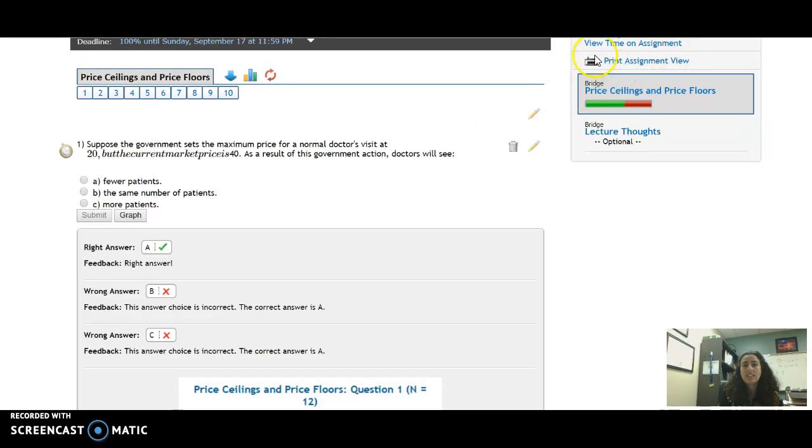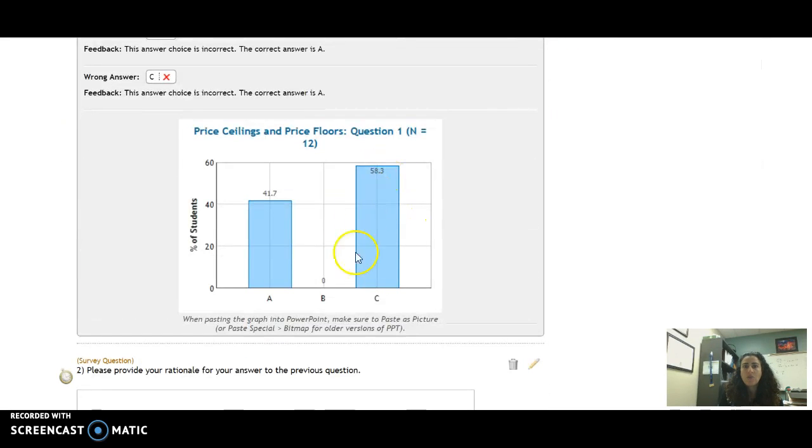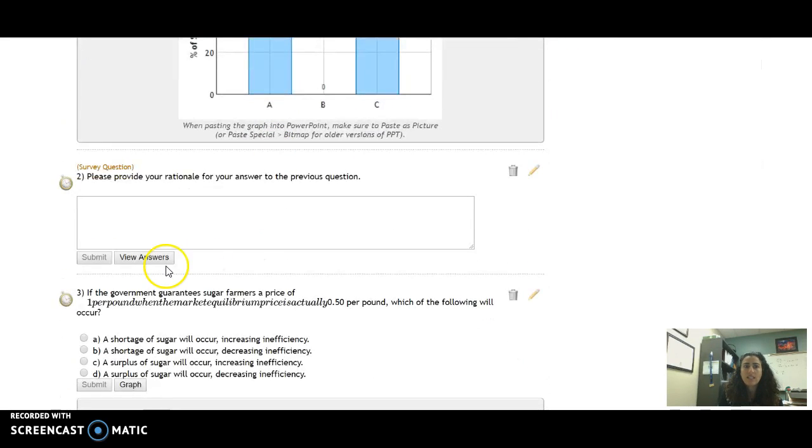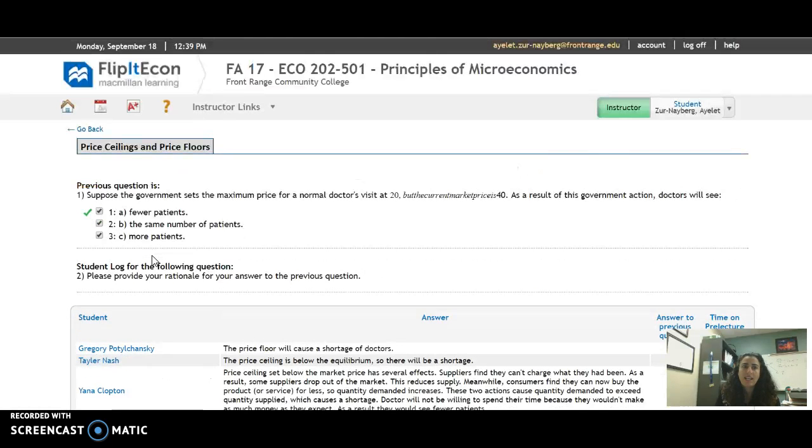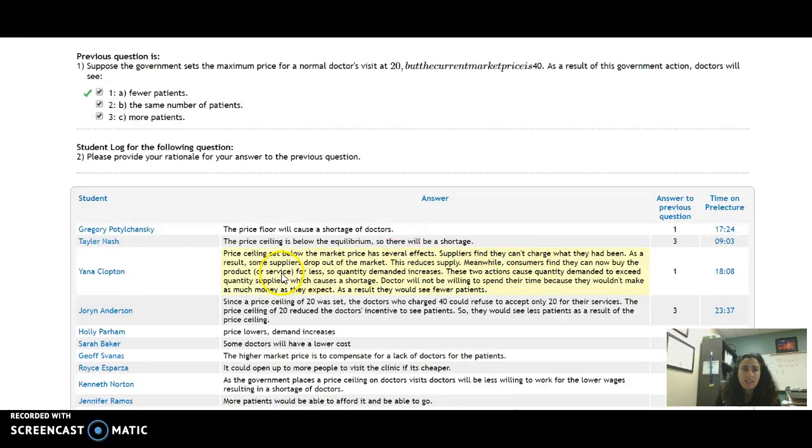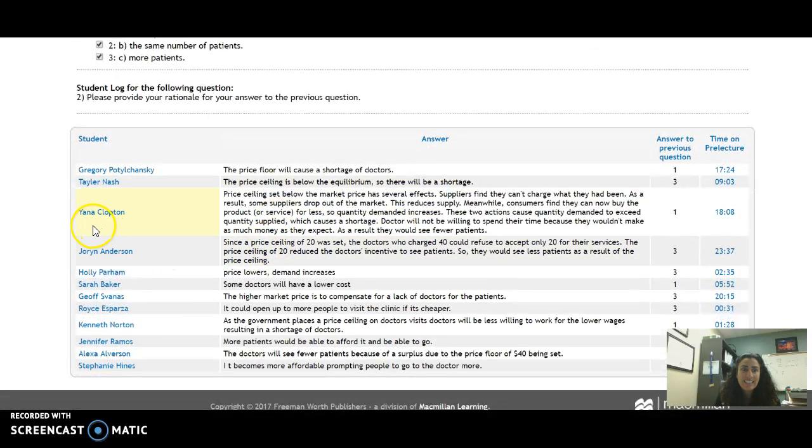So again, the correct answer is A. I know most of you chose C, but A is the correct answer. And let's look at some of your answers here. Those who chose A, let's see how you explained it, maybe in a different way than me. So Gregory says the price floor will cause a shortage. It's actually a price ceiling that will cause a shortage of doctors. So half true.